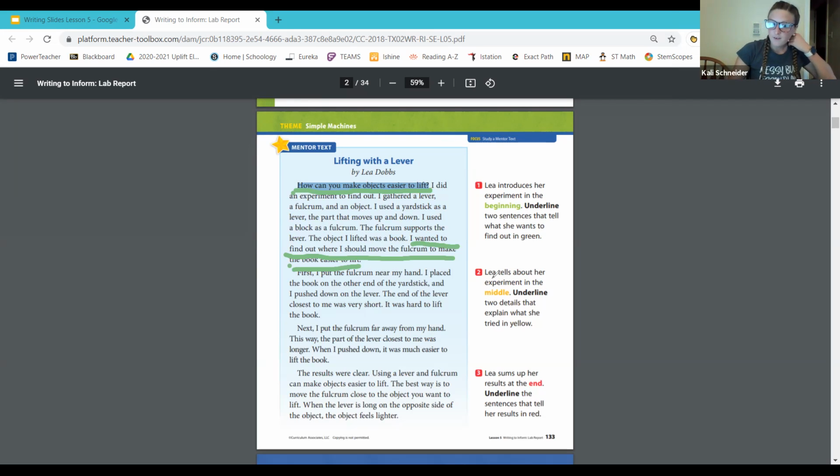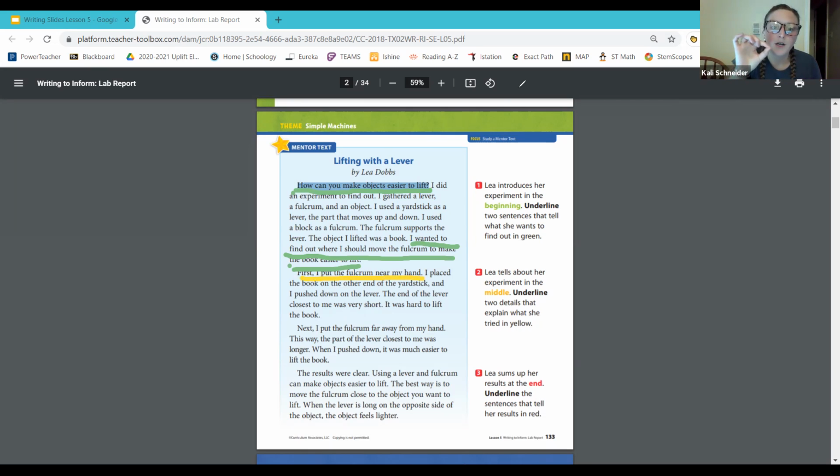All right. First, I put the fulcrum near my hand. Well, that's the first thing, right? She moved the fulcrum to a part where it wasn't as long. So go ahead and get your yellow crayon out. The first thing she did was she put the fulcrum near my hand, right?